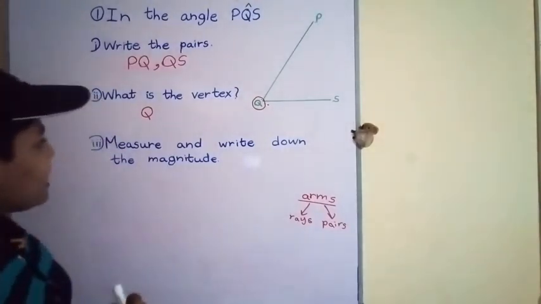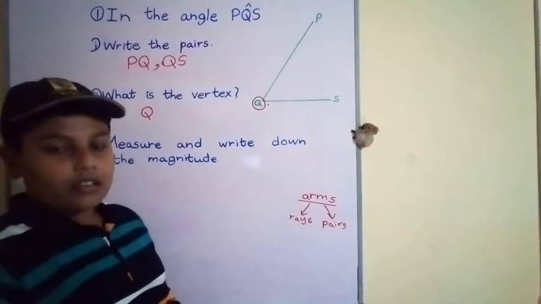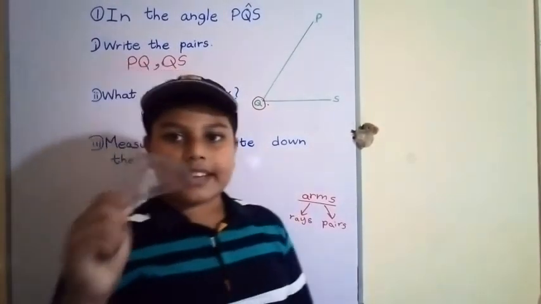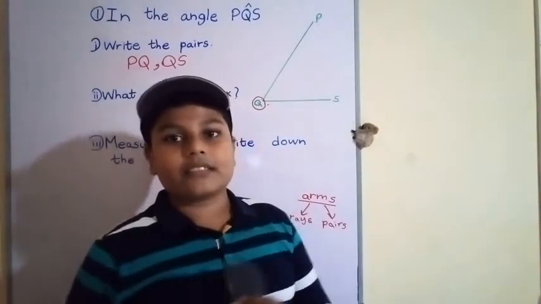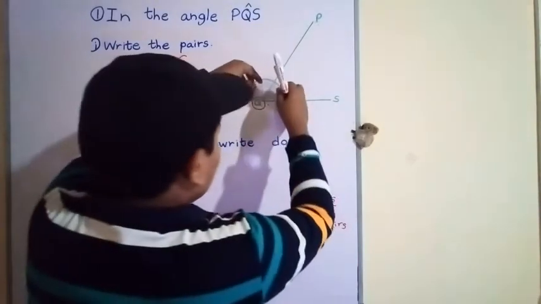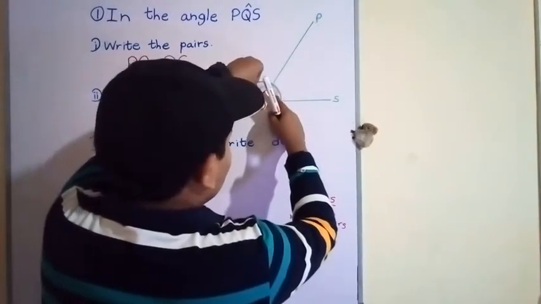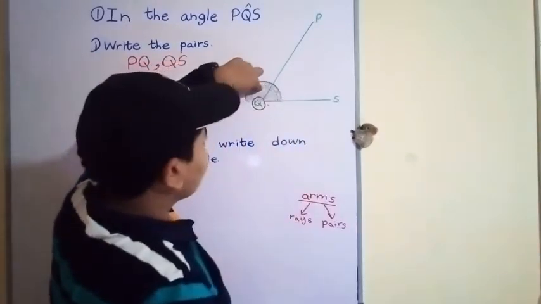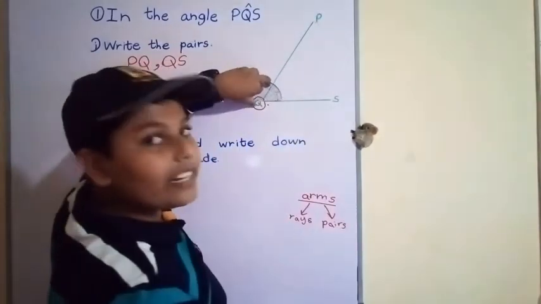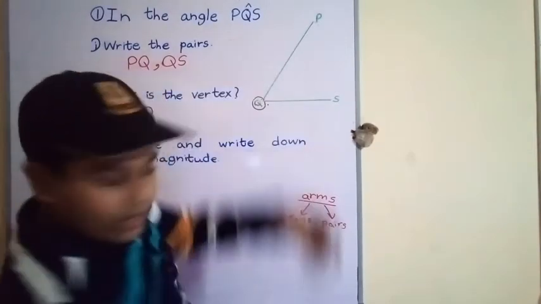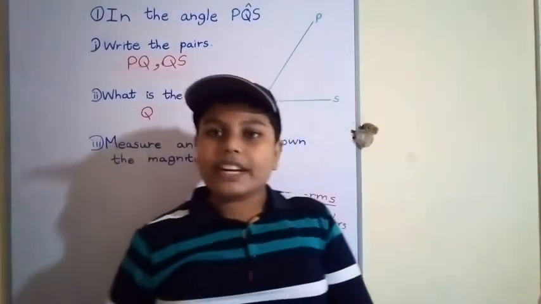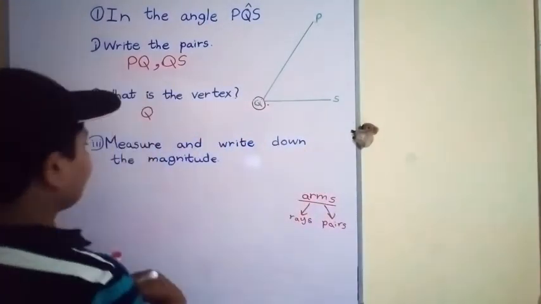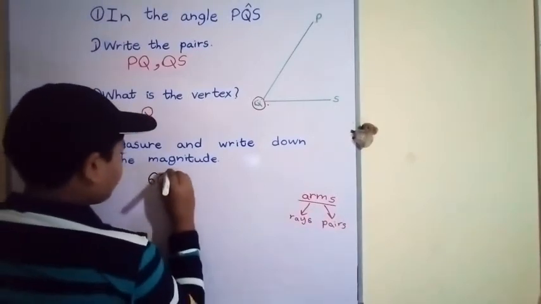In the third part, measure and write down the magnitude. You need a protractor to measure angles. Keep the protractor on this line correctly and place the center point there. In this angle I have 60 degrees. In both angles I have 60 degrees, so I write 60 degrees.